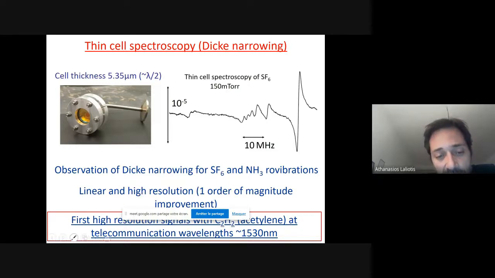And then, of course, what is also good news is that we are now aiming at probing acetylene molecules, rovibrations of acetylene that are at telecommunication wavelengths, and they will allow us eventually to have a frequency reference that is at telecom wavelengths, which is very important for applications.